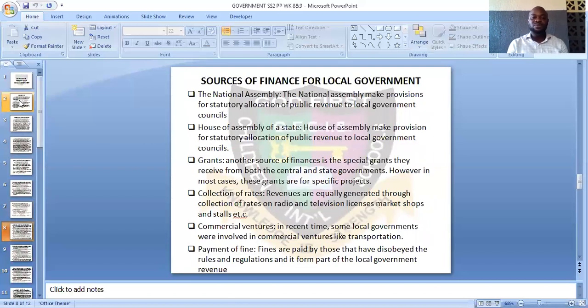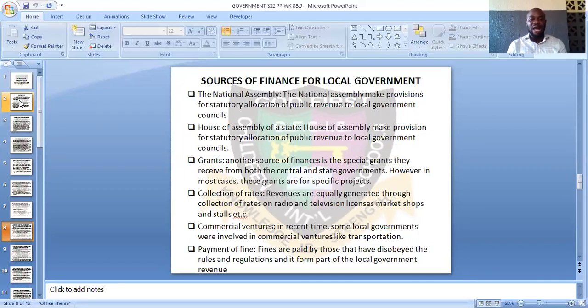Now we leave the functions of local government and go to the sources of finance for local government. The first one is the National Assembly, as the National Assembly makes provision for statutory allocation of public revenue for local government councils. That is, there's always an allocation that comes from the federal National Assembly to the state, and from the state they pass it to the local government in order to do some projects.